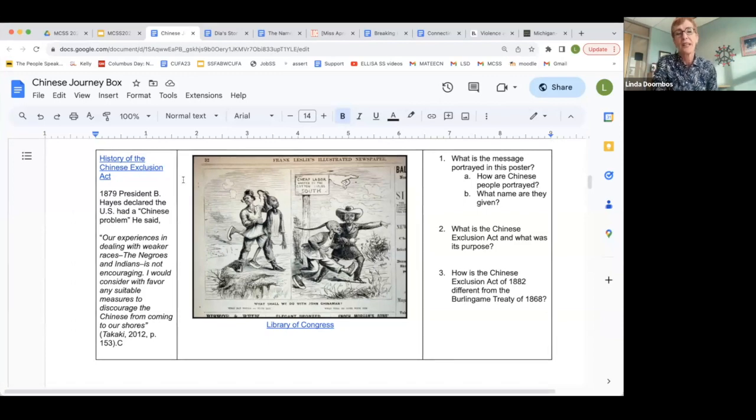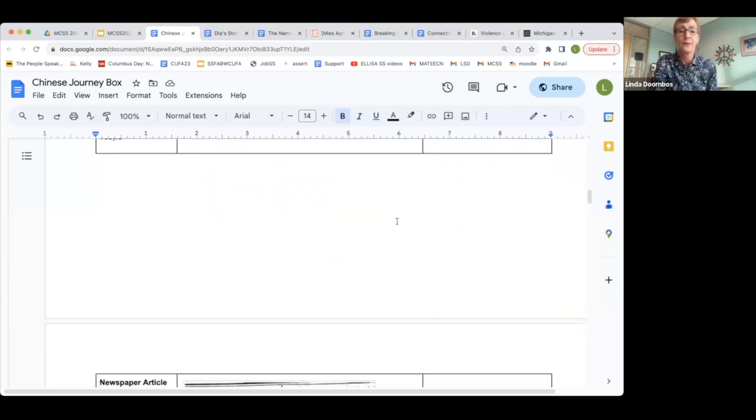And so the Chinese Exclusion Act is something definitely to look into. And whether these images would be appropriate for your age level would be totally up to you. There's other ones that are a little less graphic that you could use.